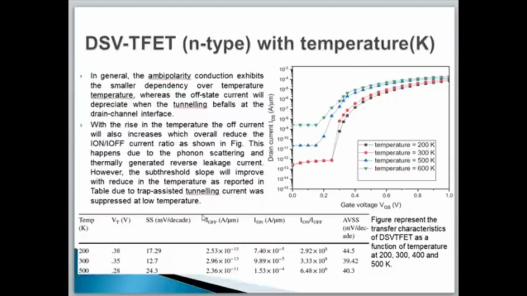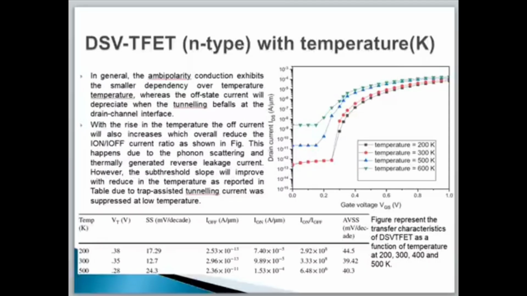And the last characteristics we will discuss in this structure is dual source vertical TFET with temperature. The factor of the temperature includes the reliability of the device. In general, the ambipolar conduction exhibits a smaller dependency on temperature, whereas the off-state current will depreciate when the tunneling will fall at the drain channel interface.